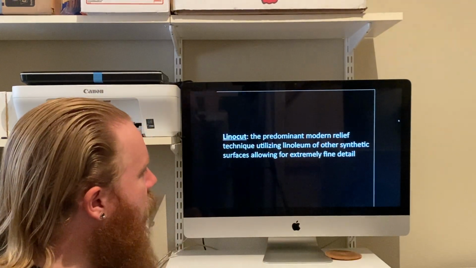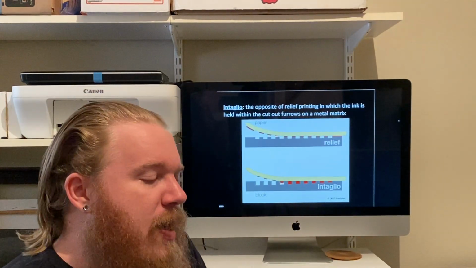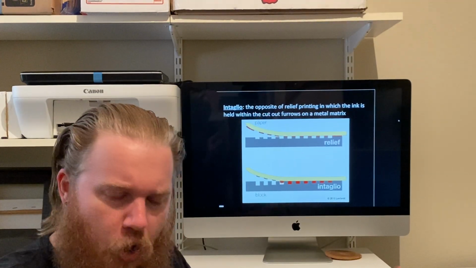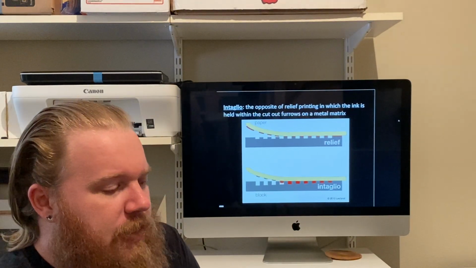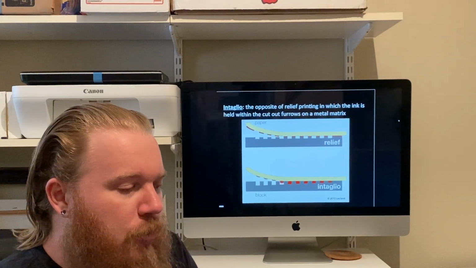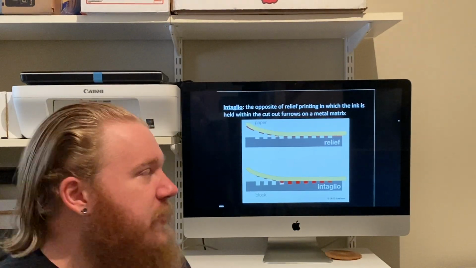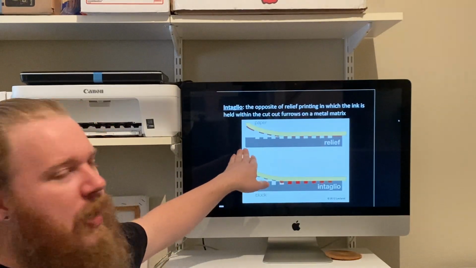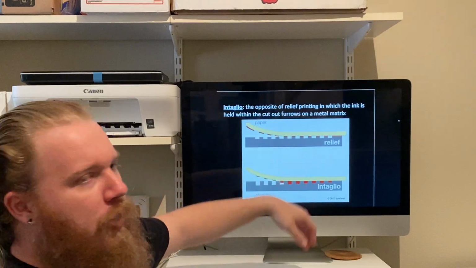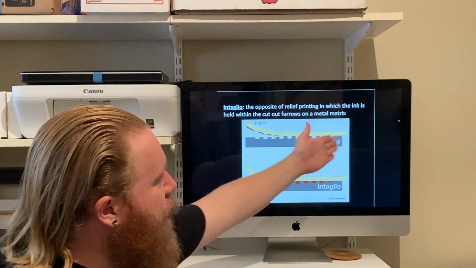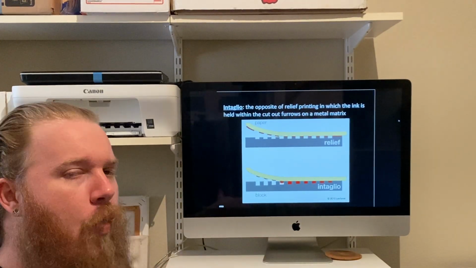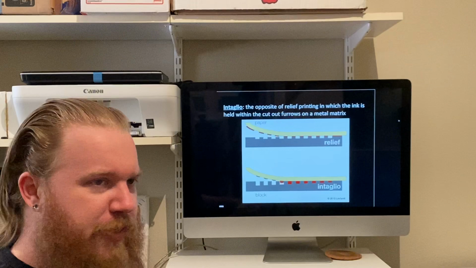Now, aside from relief printing, we also have what's known as intaglio. So this is our second major overarching technique. And so intaglio refers to the opposite of relief printing, in which the ink is held within the cutout furrows of a metal matrix. So in relief printing, we have a woodcut or a wood block or linoleum block that we then carve everything we don't want to print away from, and we then rub ink onto the surface and then pull it.